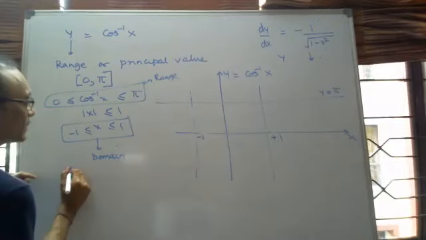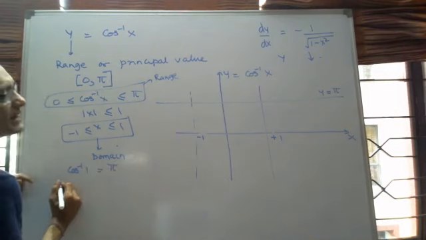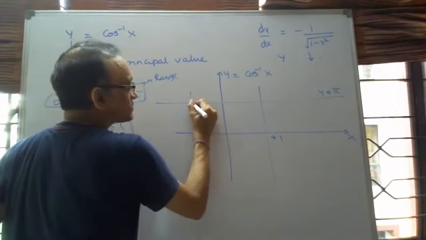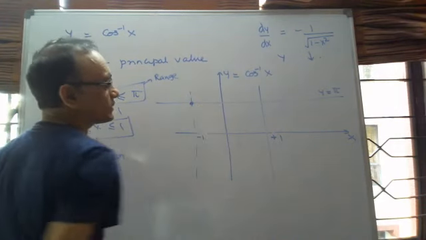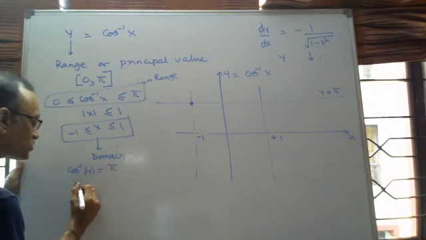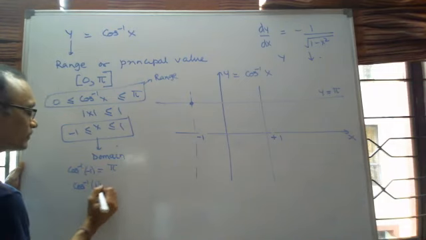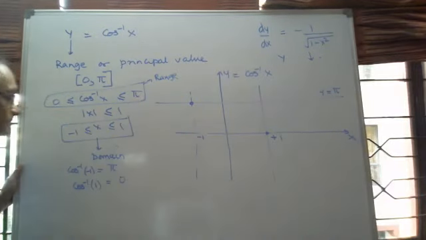Cos inverse -1 क्या होता? Would you not think it's pi because cos pi is -1? So cos inverse -1 is pi. That means at x equal to -1, y is pi. This is the point. And what is cos inverse 1? 0, because cos 0 is 1. That means this is a point on the graph of the function.